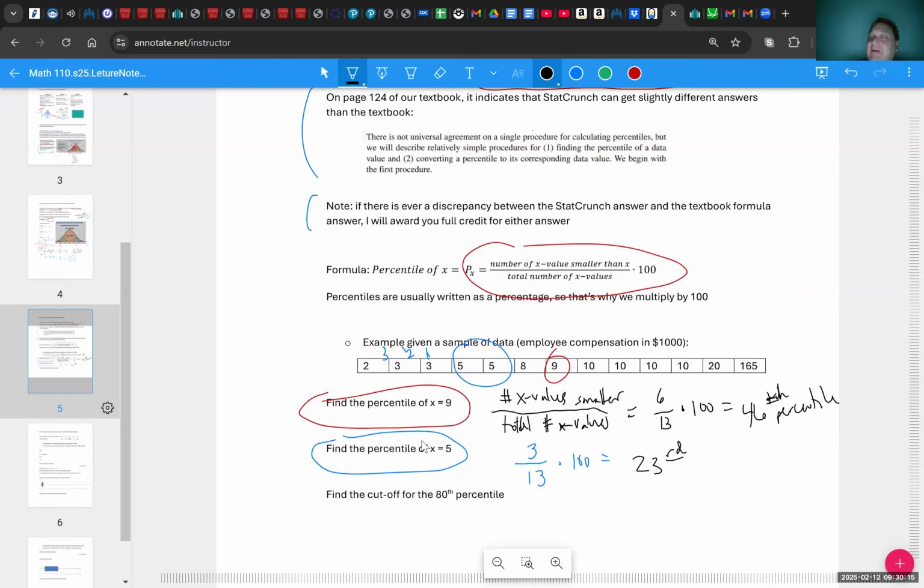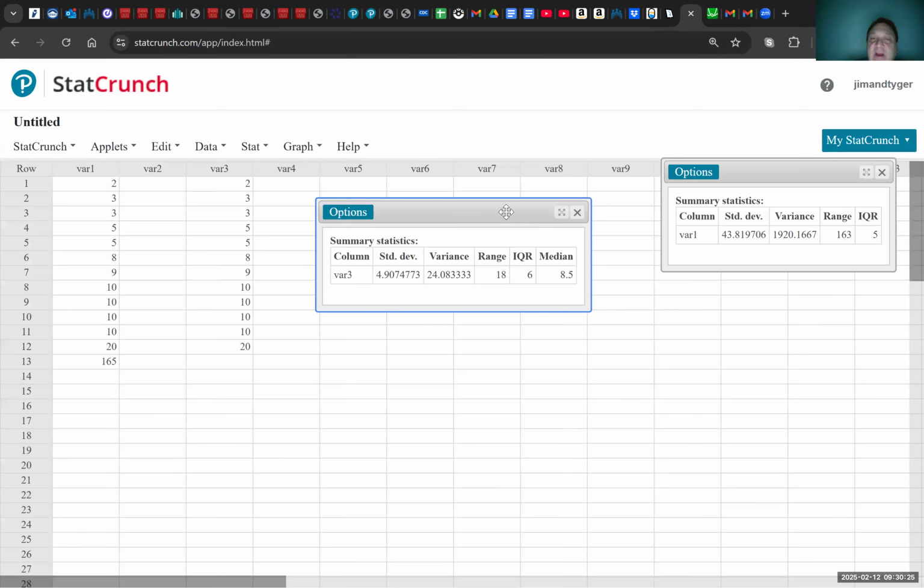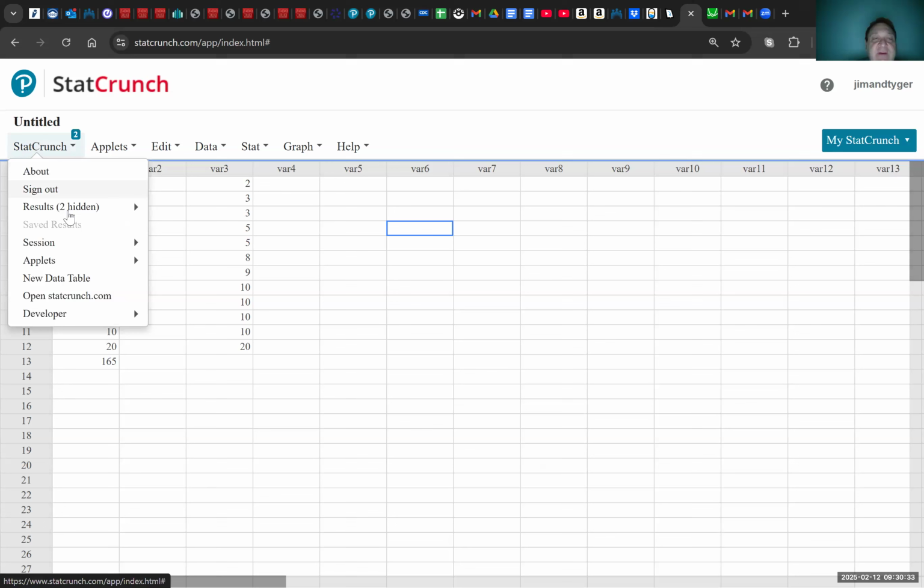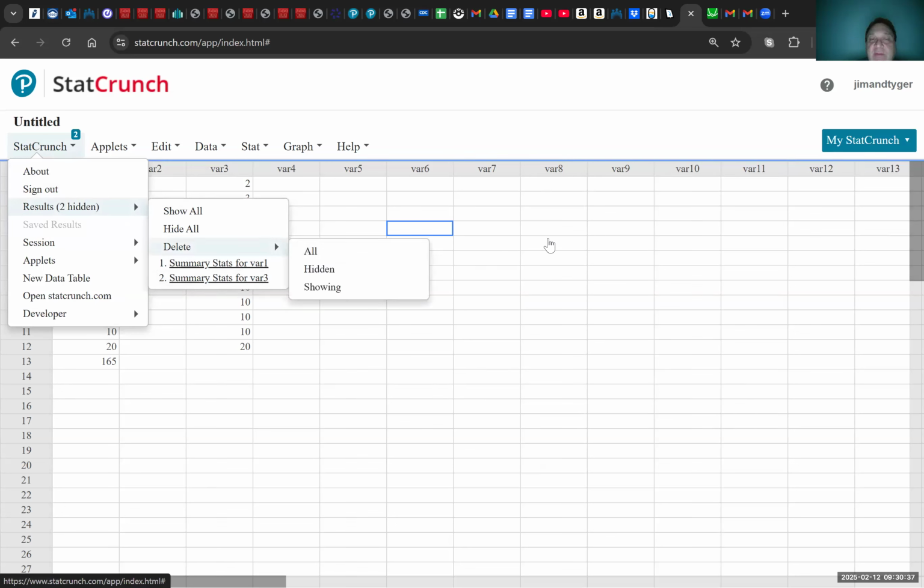So for the 80th percentile, I'll show you how to do it using StatCrunch. So you see a little bit of StatCrunch in there too. So this is the data set going from 2 to 165, and we're looking for the 80th percentile. So let me go over to StatCrunch. I'm going to hide these guys. They're not gone. See the little 2 up there? It just says that there's 2 hidden results, so you can get them back anytime you want, or you can delete them if you want to get rid of them.